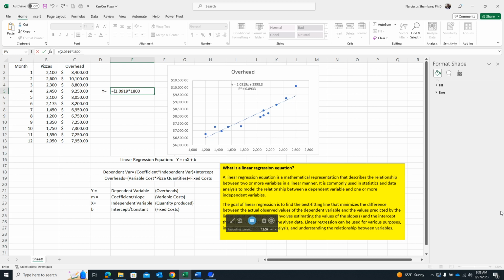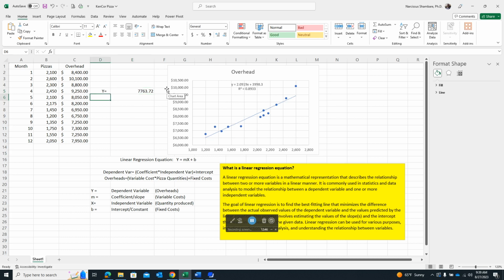In this case, we picked an arbitrary number, 1,800, because we noticed that on this list it was not there, right? So we just wanted to estimate something else that is not on the list, plus the fixed cost, 3,998.3. Press enter. It's actually telling us that if we produce 1,800, approximately our overheads will be 7,763. And if we look here, we have got 1,750, so this is actually higher than that.